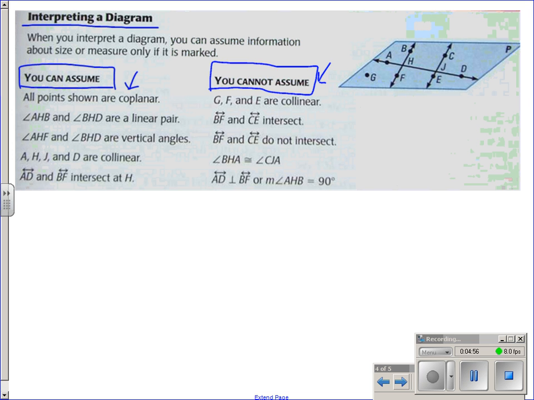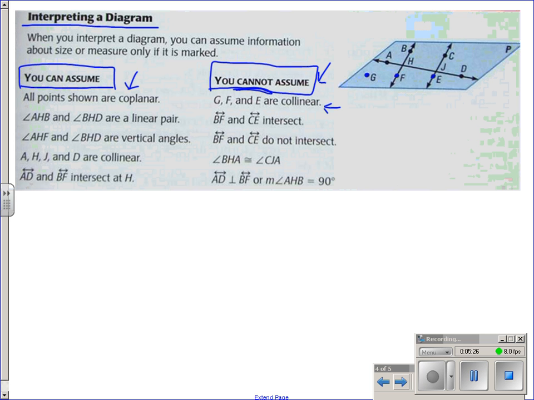All right. So I really want to talk about the things that you can't assume. This first one, points G, F, and E are collinear. There's G, F, and E. There is no line drawn in there. It looks like they might be all in the same line, but because there's no line drawn there, you don't know for sure. You cannot assume that.